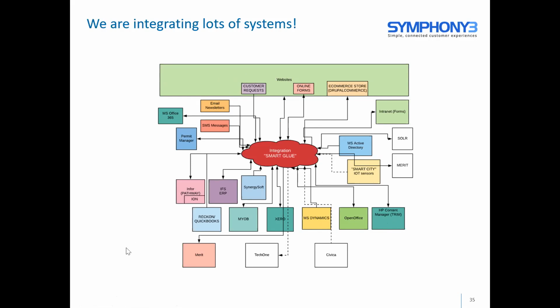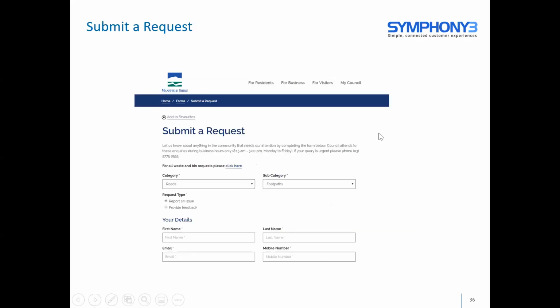So, a couple of examples. Here's what looks like a very simple form that we have at Mansfield Shire. People can submit a request. They can put in a category, their name, and their address. They can add attachments. Now, with a simple online form, that would go as an email to someone, and they'd still have to do an awful lot of manual processing.